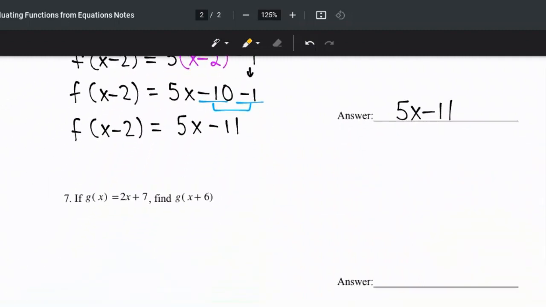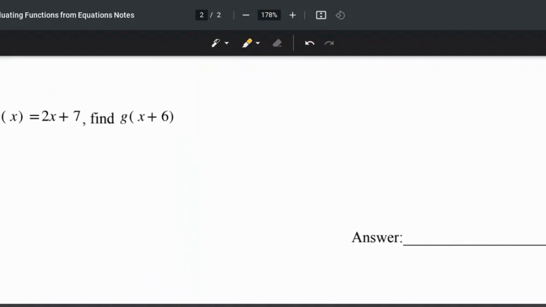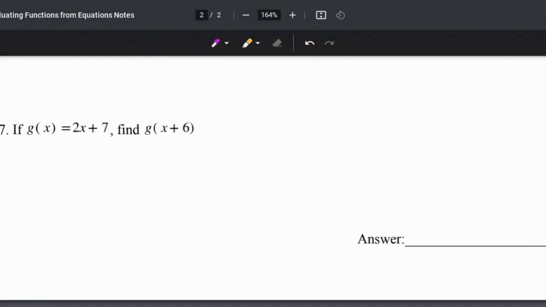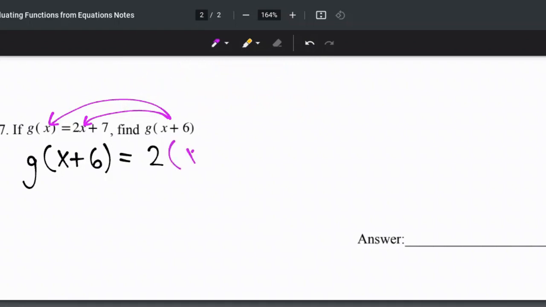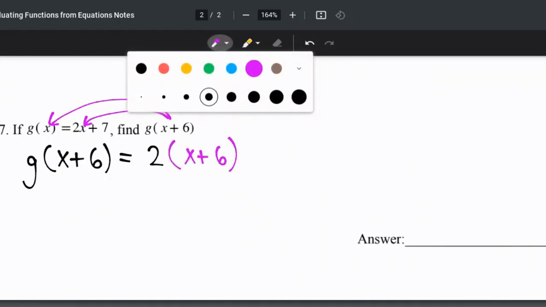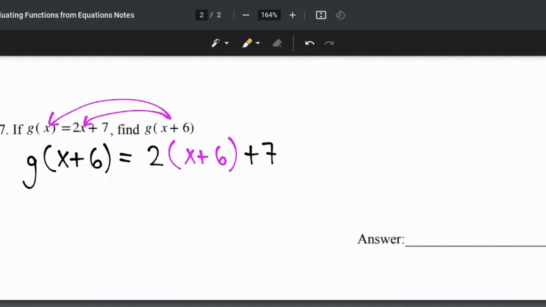And then finally for number 7, it's that same idea. It says if g of x equals 2x plus 7, find g of x plus 6. That means wherever we see an x in the original function, we're going to substitute it with x plus 6 or replace it with an x plus 6. So g of x plus 6 this time equals 2 times, we're replacing that x with x plus 6, plus 7. Carry down the g of x plus 6 and the equal sign.